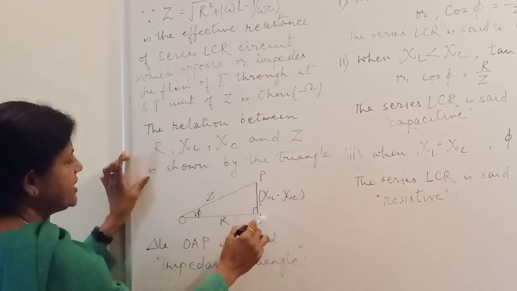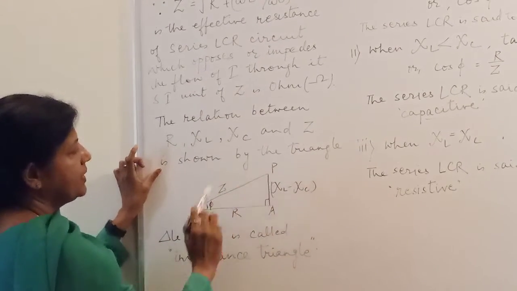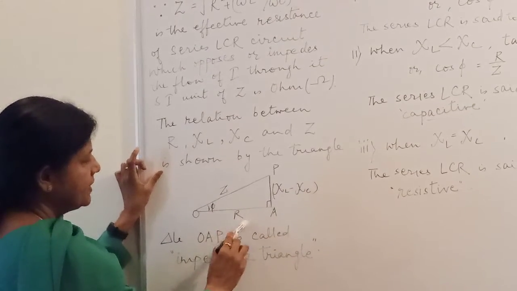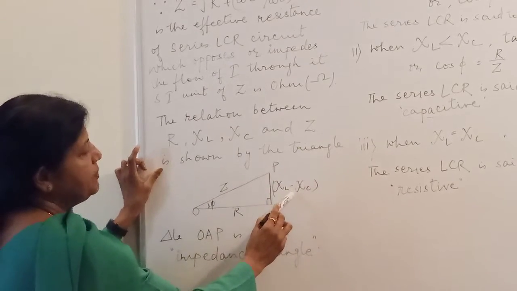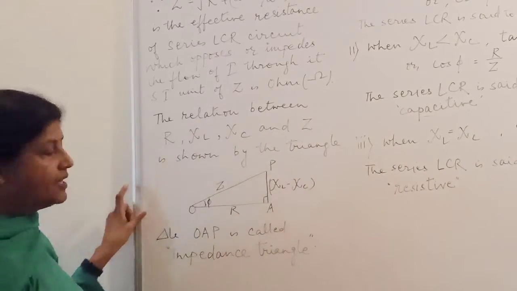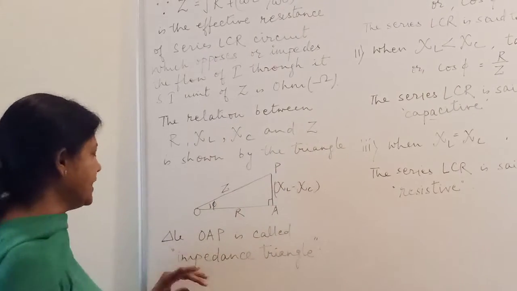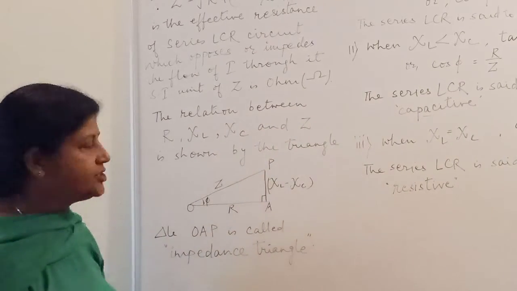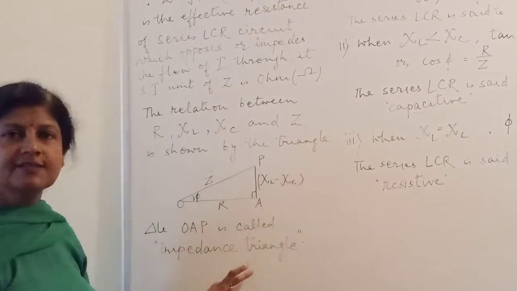The relation between R, XL, XC and Z is shown by the triangle. See, one right angle triangle we are having, triangle OAP, where on OA is R, AP is XL minus XC and OP is Z. This right angle triangle OAP is called impedance triangle.